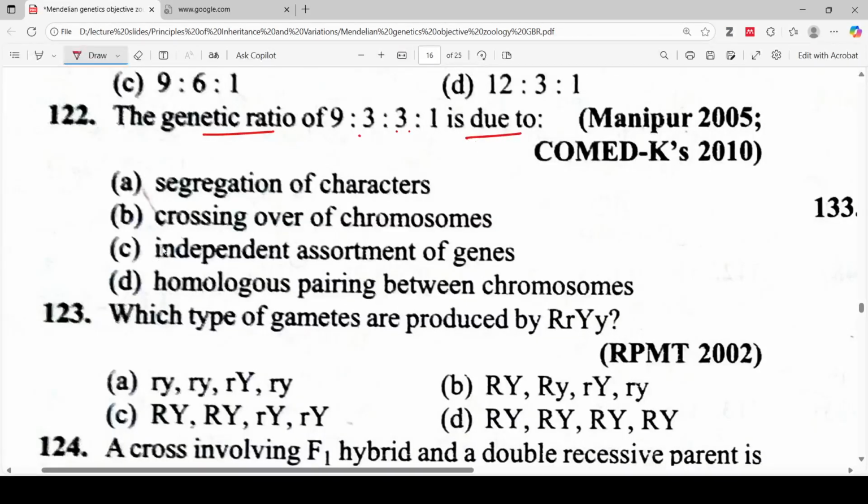Next question, the genetic ratio 9:3:3:1 is due to segregation of characters, crossing over of chromosome, independent assortment of genes, homologous pairing between chromosomes. So the correct answer will be option C, independent assortment.